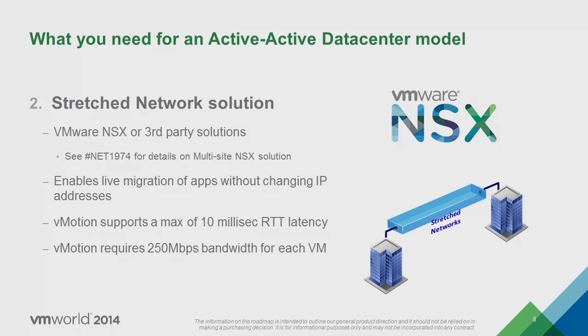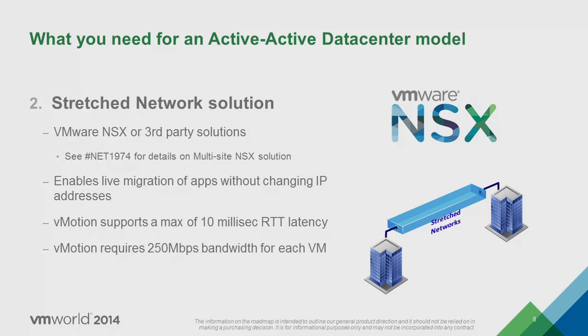It's really important to have that layer 2 adjacency for you to be able to do live migration of VMs without having to change the IP address. And that's what really enables you to reduce that service downtime, right? There are also some requirements you have to keep in mind for vMotion. 10 milliseconds maximum round trip latency is supported.